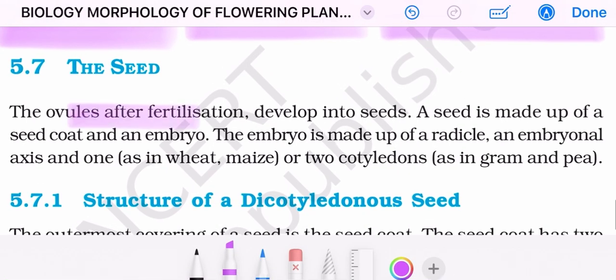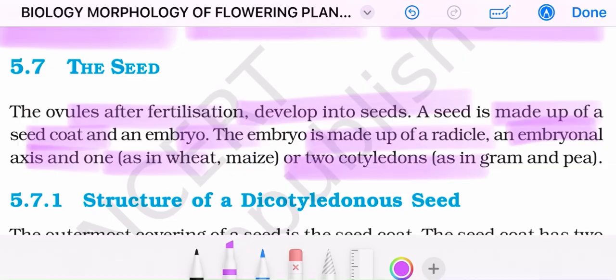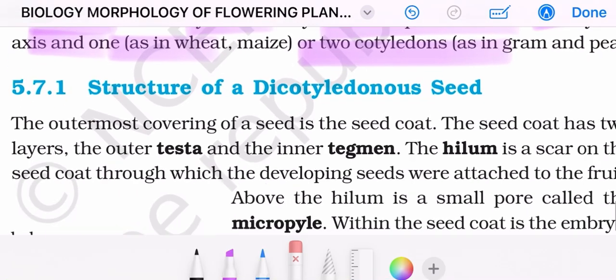The seed. Ovules after fertilization develop into seeds. A seed is made up of a seed coat and embryo. The embryo is made up of a radicle, an embryonal axis, and one or two cotyledons: one in monocots and two in dicots. Examples: wheat, maize are monocots, and gram and pea are dicots.